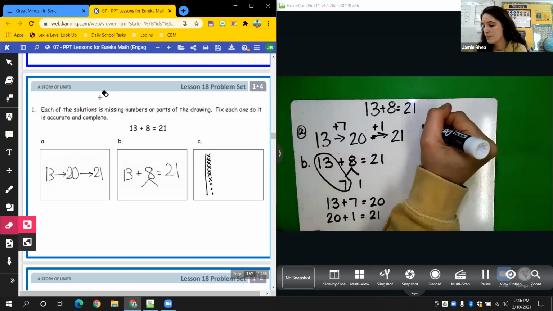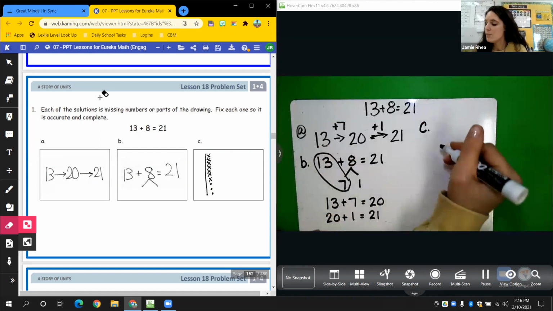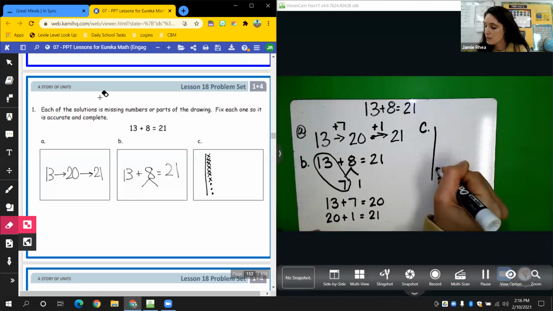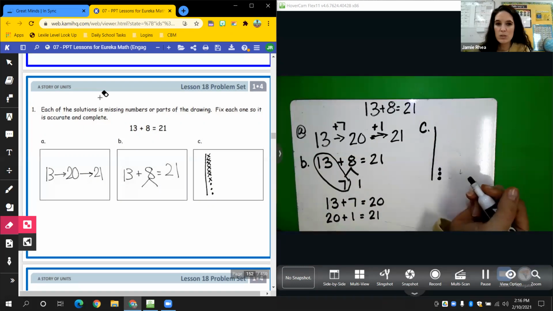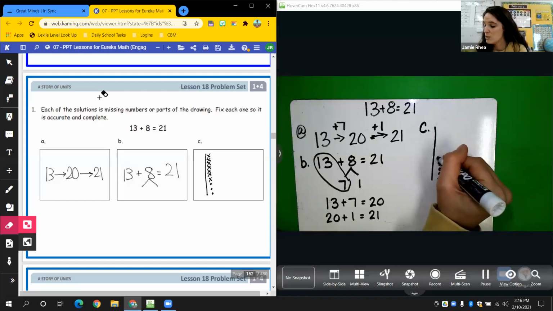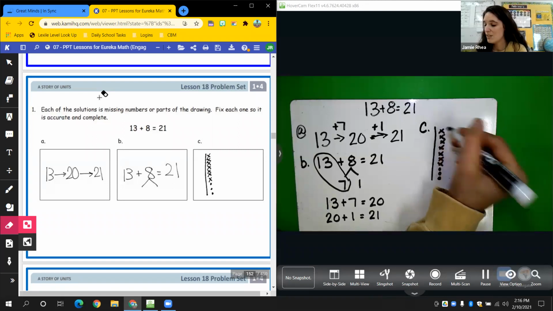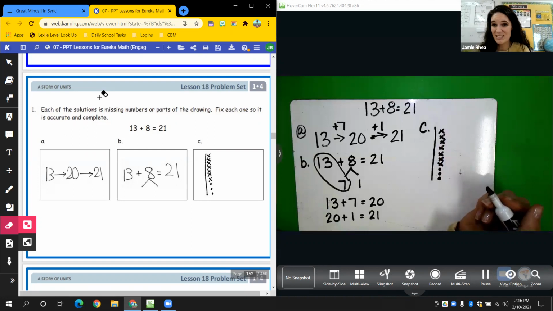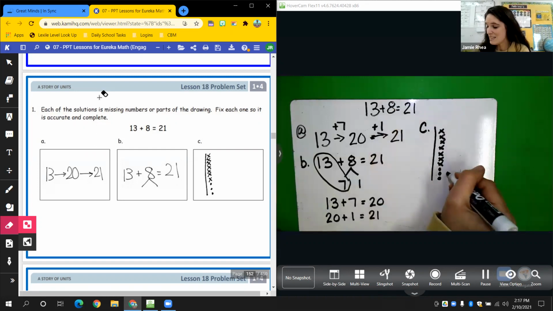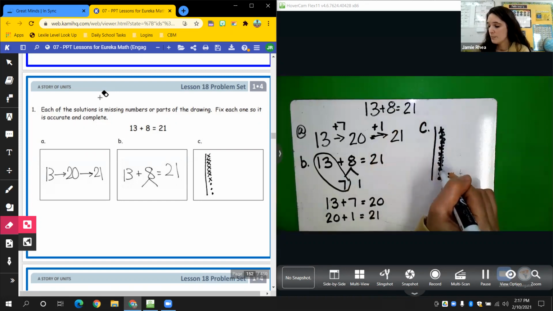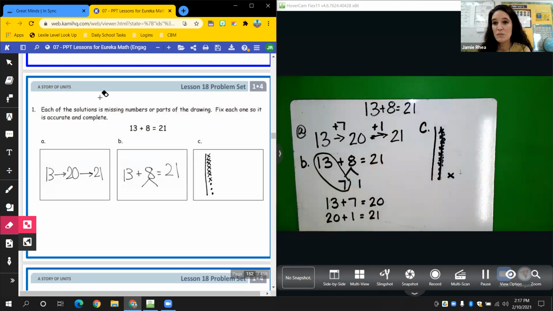Now let's look at C. It gave me 1 ten, 3 ones, and then it gave me 8 more. 1, 2, 3, 4, 5, 6, 7. Actually, it only gave me 7. Is that all of my extra ones? No, because I need 8. But I do know that this made a 10, so I'm going to draw a line through it. Okay, so you have to fix each one of those to make them correct.